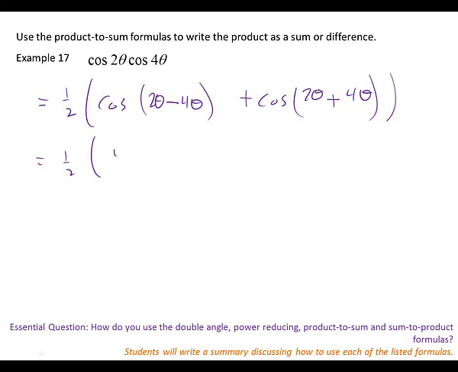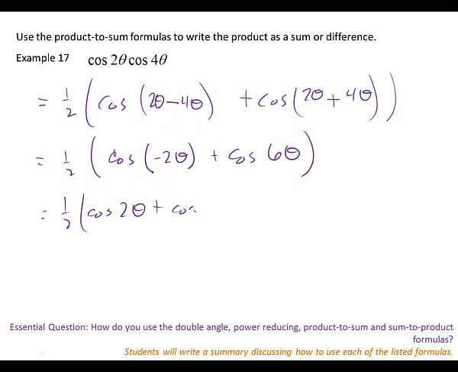All right, so let's see. Cosine, what's 2 theta minus 4 theta? Negative 2 theta, good. And then 2 theta plus 4 theta? 6 theta. With the cosine, you're looking at the last column or you're looking at your even and odds in the book. With the negative on the inside of the cosine, do we keep it or does it disappear? It disappears. So you have 1/2 times the quantity cosine of 2 theta plus cosine of 6 theta. And that's it.